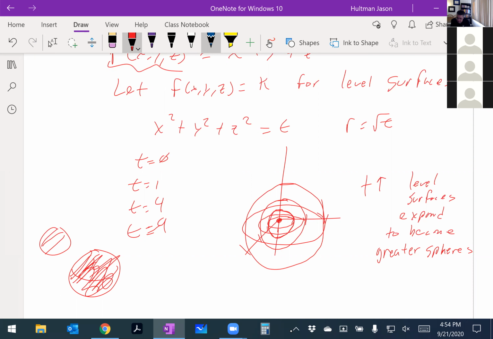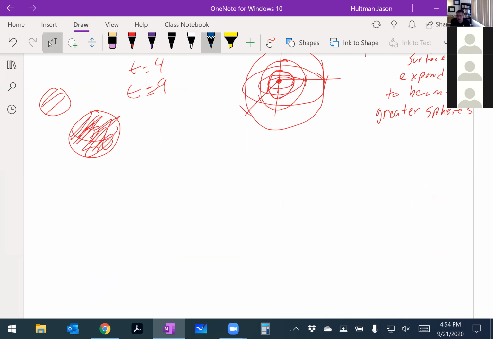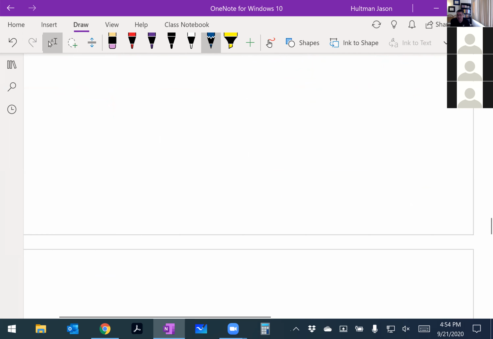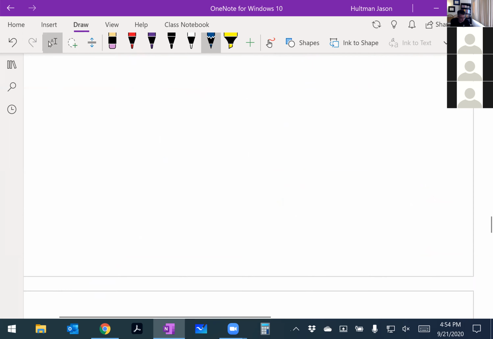Okay, so these are just spheres of different radius. Centered at 0, 0, 0, with radius radical t. Okay. So now that everything is confusing, we'll just leave it there and we'll go on to something else. Like whatever. Clears that right up.